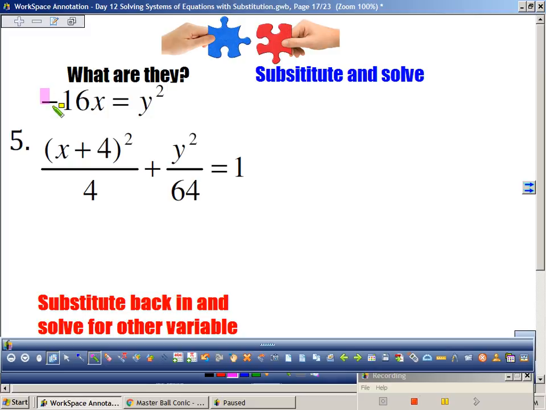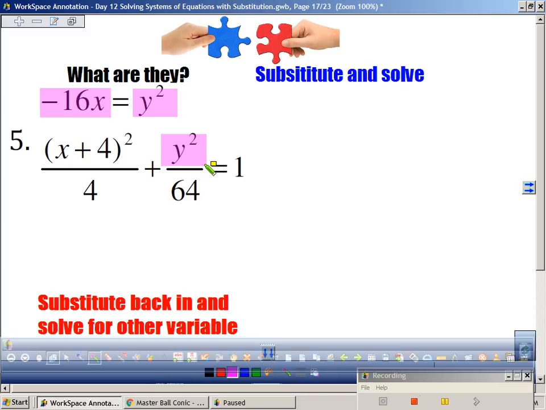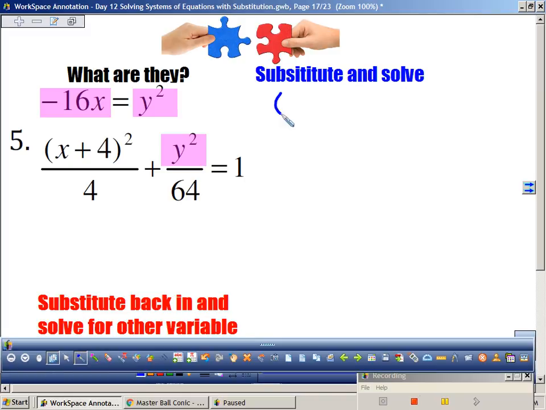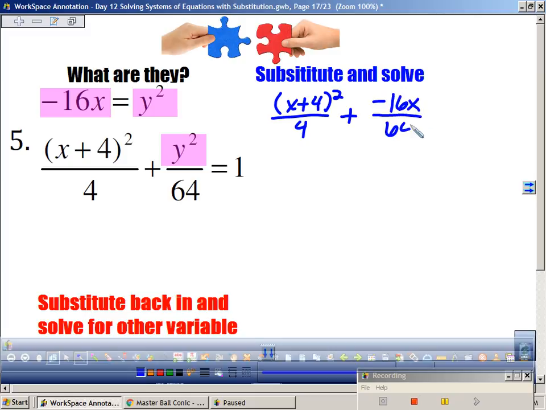So I see that 16x, negative 16x, is equal to y squared. So that means I could substitute negative 16x anywhere I see a y squared. So I'm going to rewrite that. So I have (x plus 4) squared over 4 plus, instead of y squared, I'm going to write negative 16x over 64 equals 1. Do you guys see what I could do next?